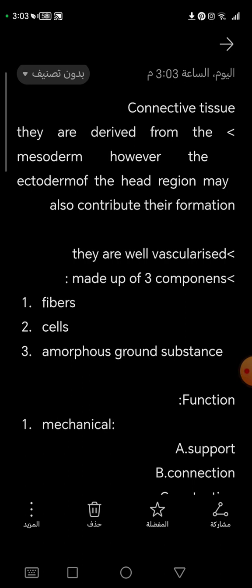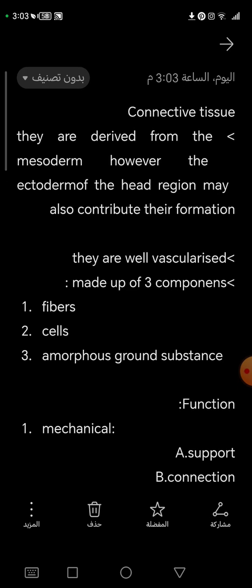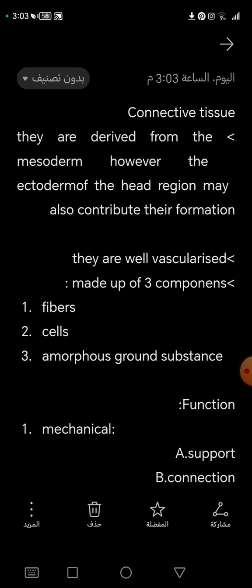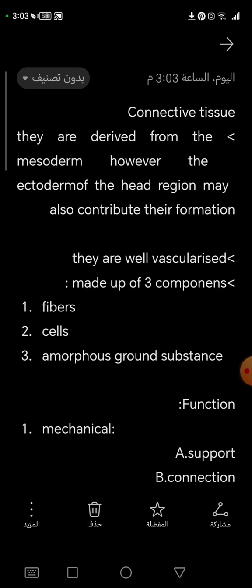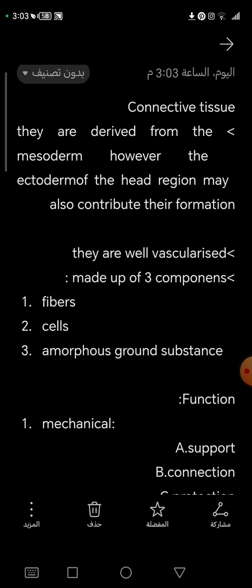Today, after finishing epithelial tissue, we will go to connective tissue. That's one of the most important tissue types in our body. It's more complicated actually than epithelial tissue. There are a lot of types of cells. For example, we have two types of cell: fixed and permanent cells. I will explain those in other videos.